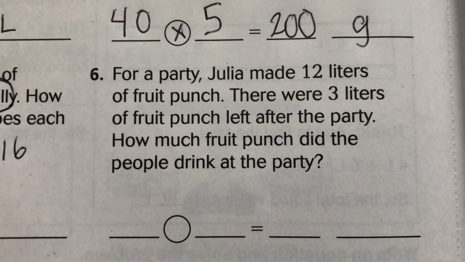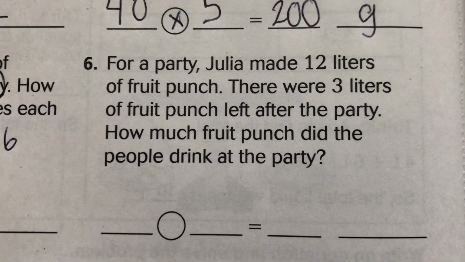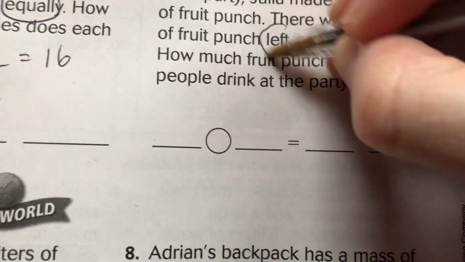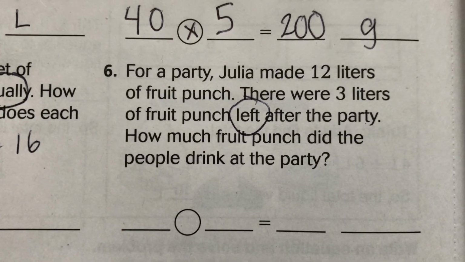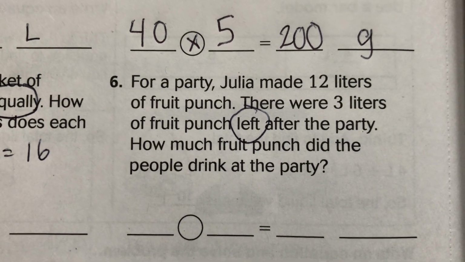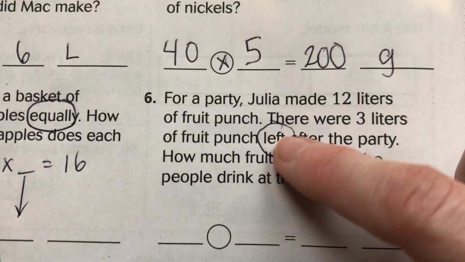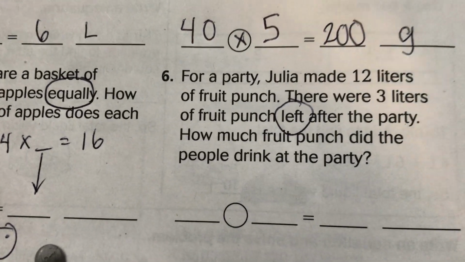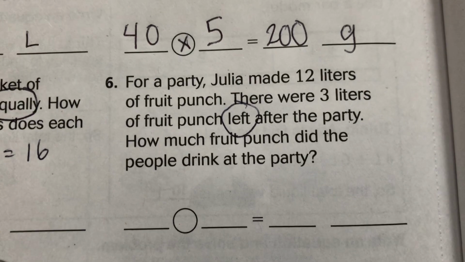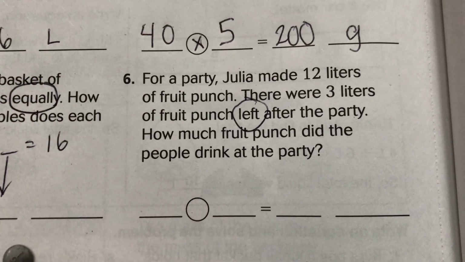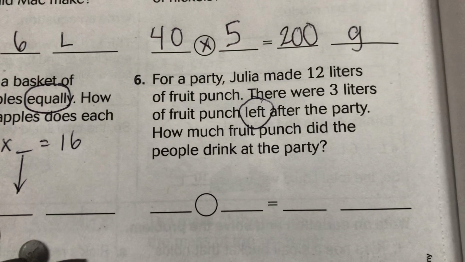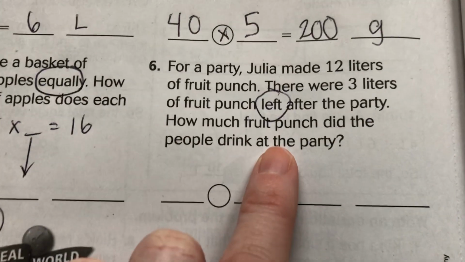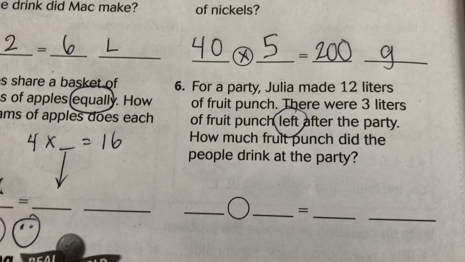For a party, Julian made 12 liters of fruit punch. There were 3 liters of fruit punch left after the party. How much fruit punch did people drink at the party? Think about left. So if people are drinking it, you're not going to wind up with more fruit punch. You're going to wind up with less fruit punch. I want you to try to figure out here: are we subtracting to make our number smaller, or are we dividing? Are we dividing it into equal groups, or are we just taking some of it away and subtracting?